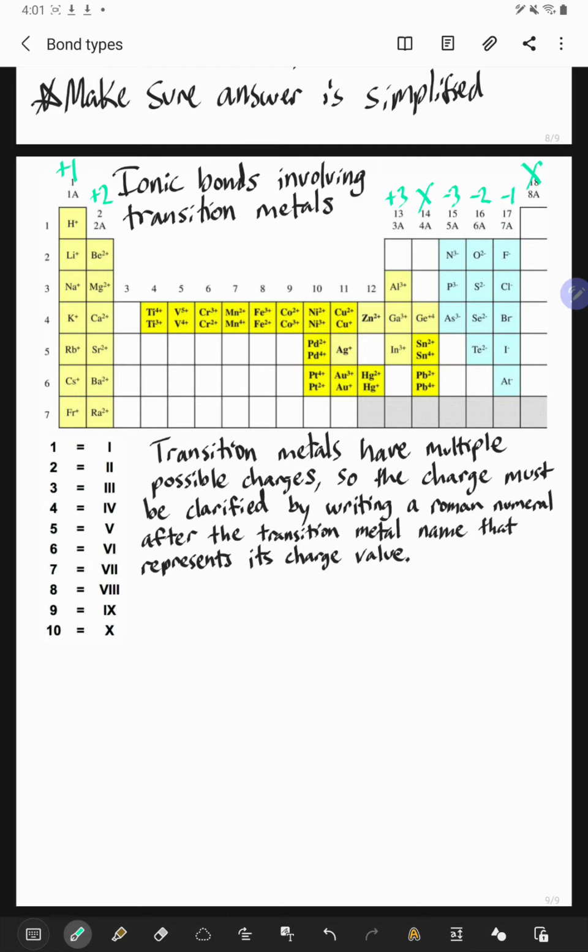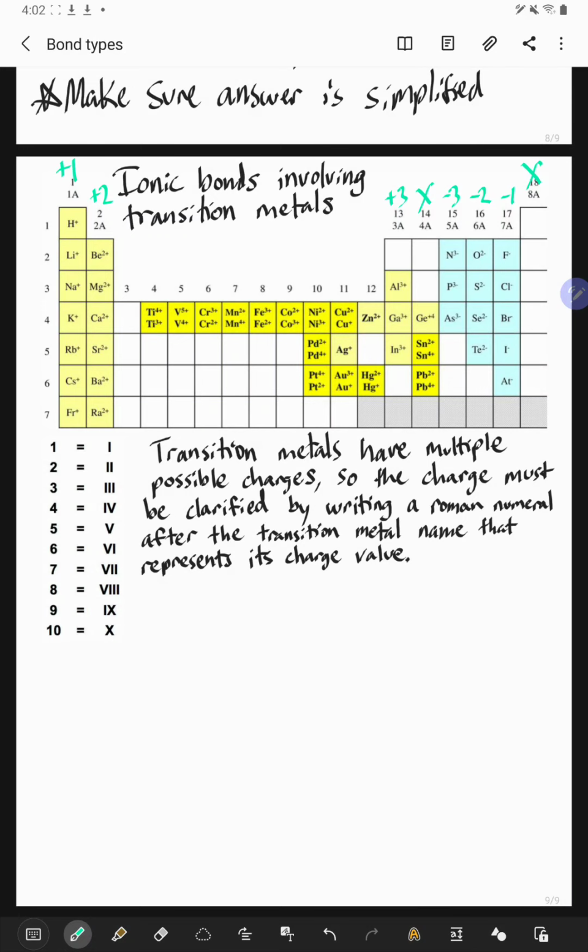So as I said, a lot of transition metals have multiple different charges. In fact, all of them except for two have multiple different charges that they can form. The two exceptions are silver and zinc, and those only form one possible ion. But every other transition metal out there, and even some metals over here that aren't transition metals, can form ions with multiple different charges.